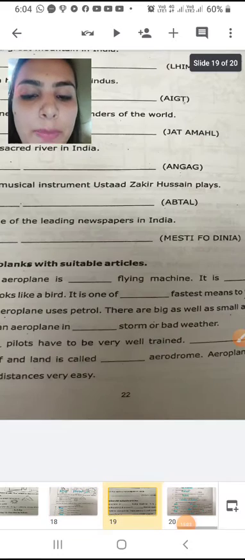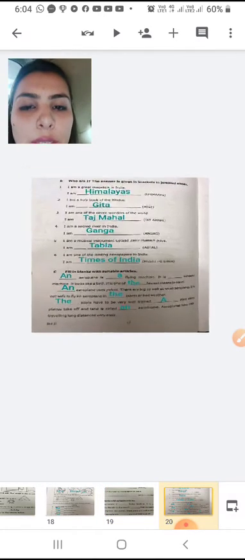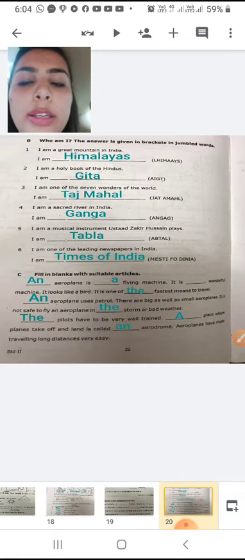Okay, and with the correct spellings. Next is here given some more questions. You have to answer these questions. So see in your books. The first is, who am I? Here given you some riddles. You have to write down, who am I? The answer is given in the brackets in the jumbled words. Okay, the first is, I am a great mountain in India. So, the great mountain in India is Himalayas. So, in this jumbled words, you have to write, I am Himalayas.